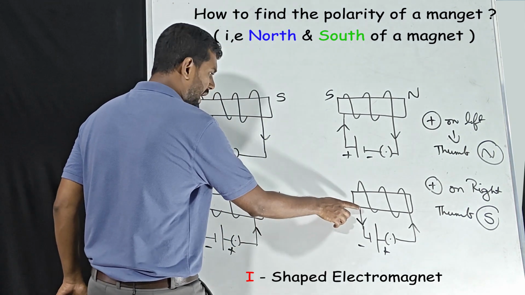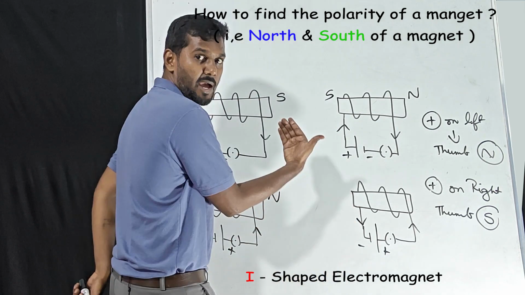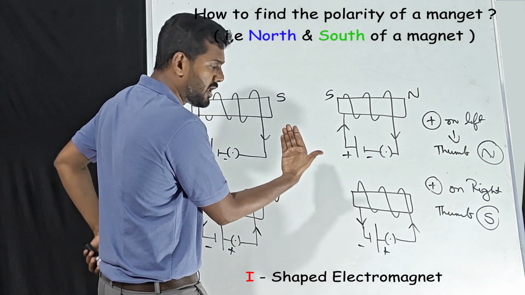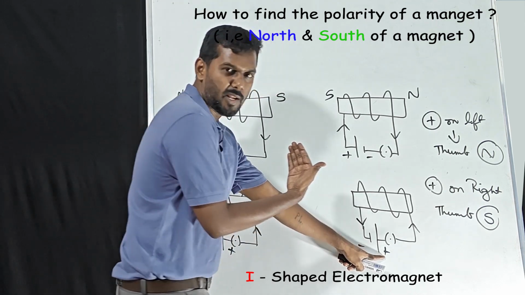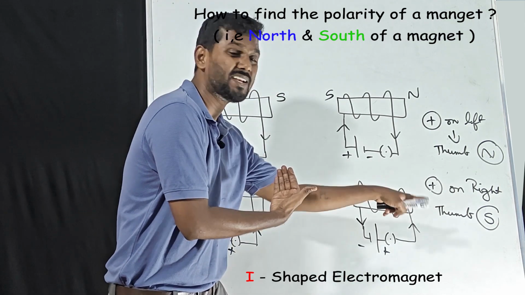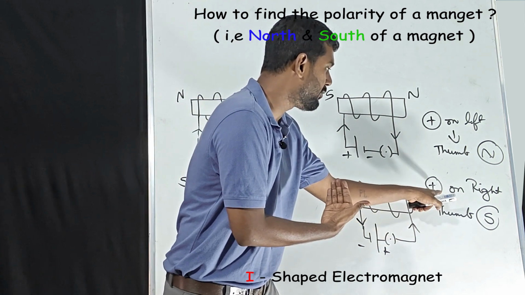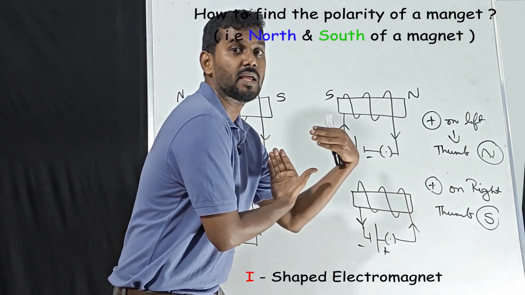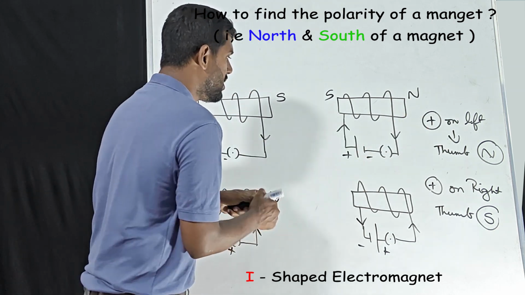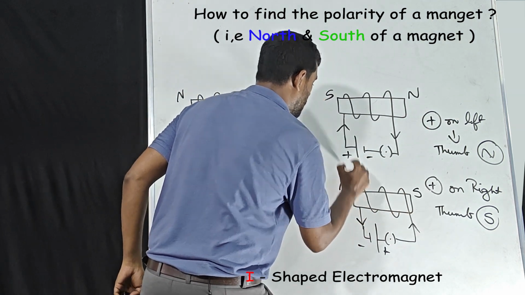The same thing here. See, the first line is coming from behind. Now the thumb represents north or south, depending upon the polarity of plus. Plus is on the right side. If plus is on the right side, the thumb represents south. Where is south? South is that side, correct? So that is south and this is north.